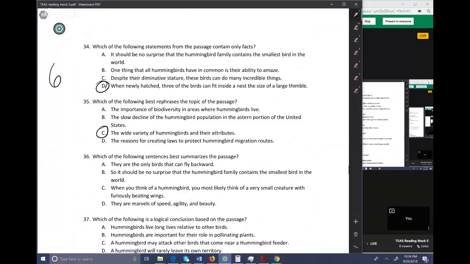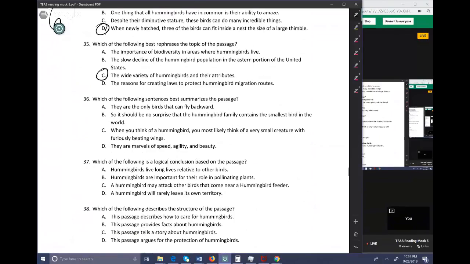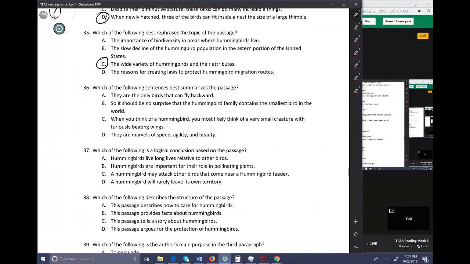The third paragraph was completely about the ruby-throated. It was all focused on that one. The fourth was about all hummingbirds and how they eat insects and nectar and how feeders will supplement their diet and how they migrate. And then they have speed, agility, and beauty. So it was truly just about the different types and what they're like in general. Which of the following best summarizes the passage?